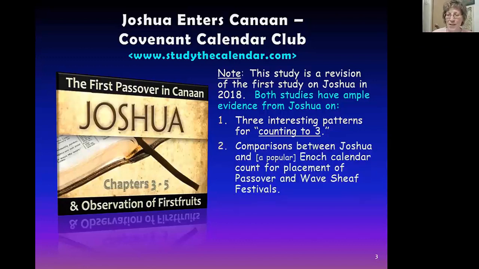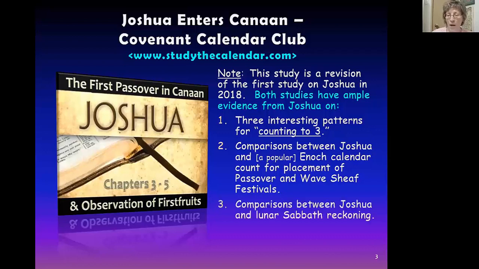We're also going to do some comparisons between Joshua and one of the more popular Enoch calendars and their count for placement, and see how it differs from Joshua. Of course, Joshua is using Moses' instructions for Passover and for wave sheaf, and then eventually it will be Pentecost. We'll do that in part 2. This is part 1 tonight. We're just going to spend one slide on comparisons between Joshua's timing for the weekly Sabbath and lunar Sabbath reckoning for theirs. Just one single slide.